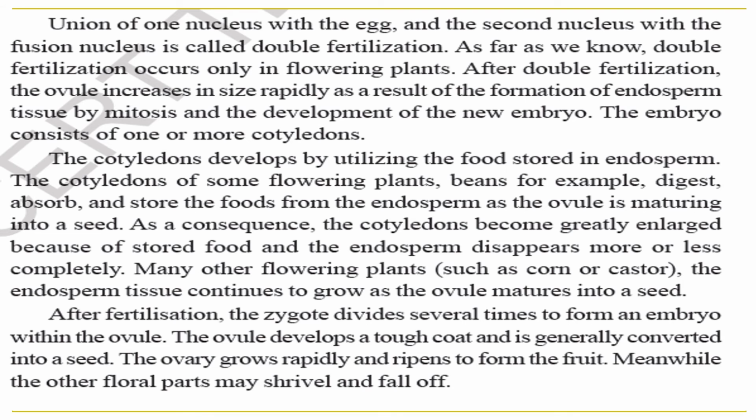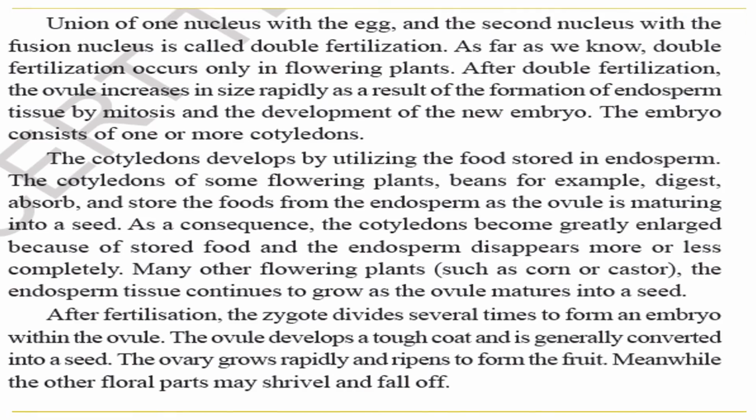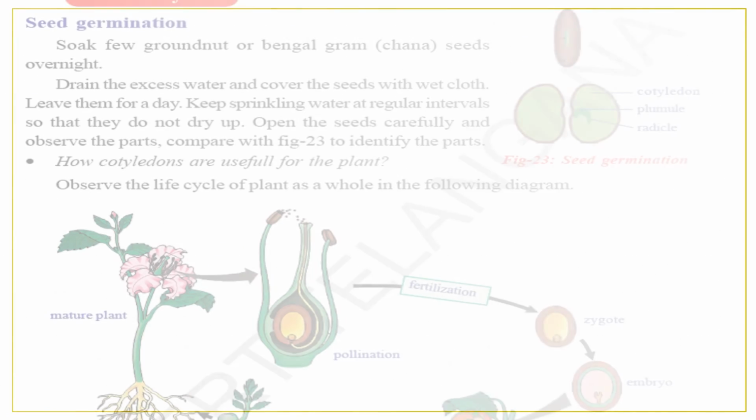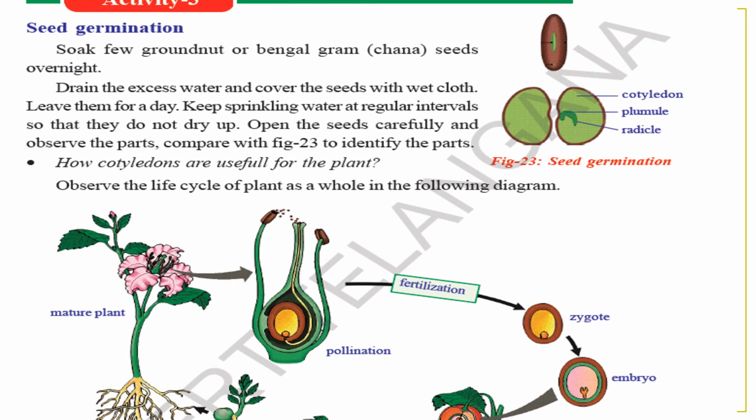After fertilization, the zygote divides several times to form an embryo within the ovule. The ovule develops a tough coat and is generally converted into a seed. The ovary grows rapidly and ripens to form the fruit. Meanwhile, what happens? The other floral parts may shrivel and fall off. Germination of the seed, children. Seed of beans: cotyledon is outside, plumule is inside, radicle is the tip of the plumule.